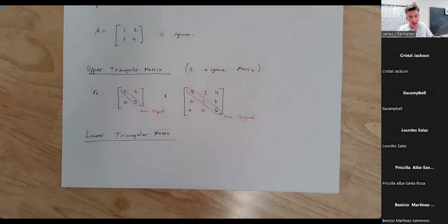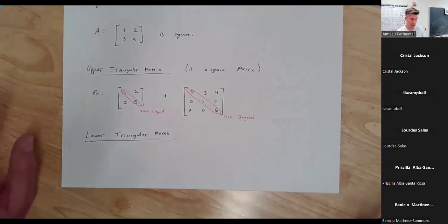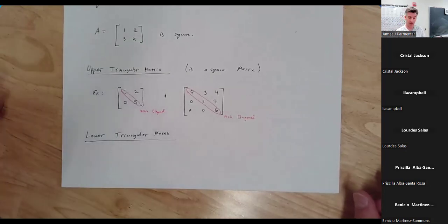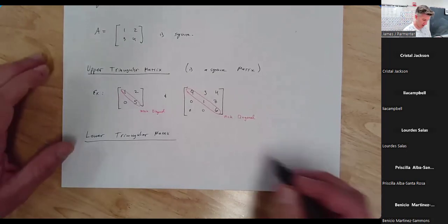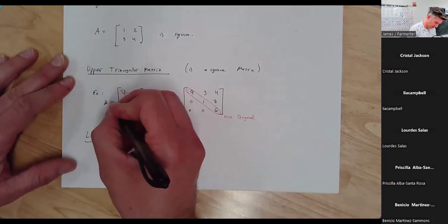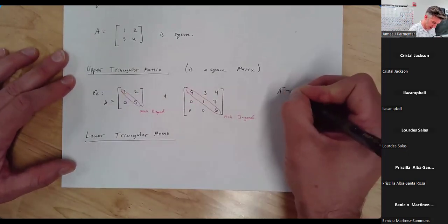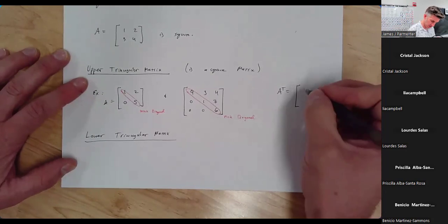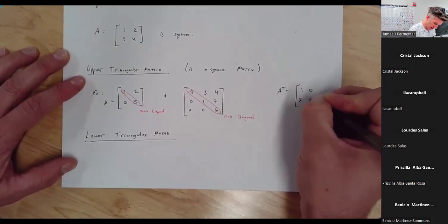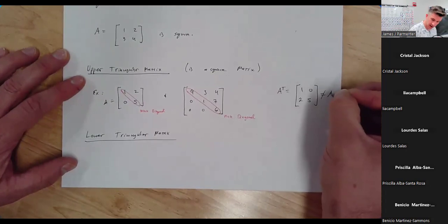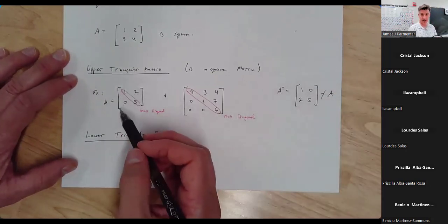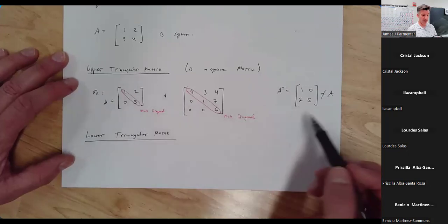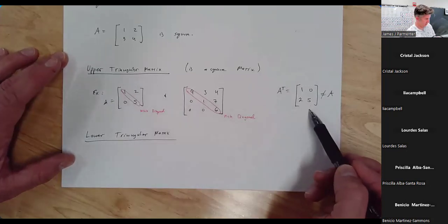Someone asks whether this would mean they're symmetric as well. Being symmetric is not synonymous with being square. Square just means the number of rows and columns are the same. Symmetric specifically means that the matrix is equal to its own transpose. If I call this first square matrix A for a second, A transpose is not the same as A. A transpose would be the matrix 1, 0, 2, 5, and that is not the same as A. So this upper triangular matrix is not symmetric. I will point out its transpose is a lower triangular matrix.